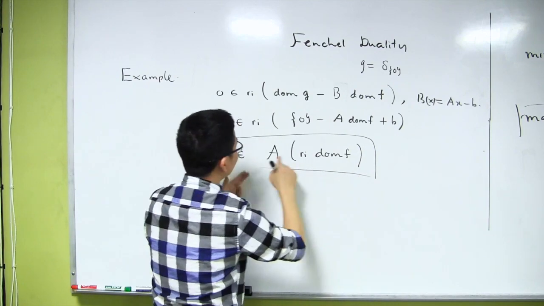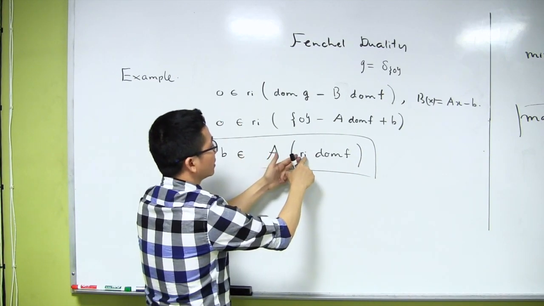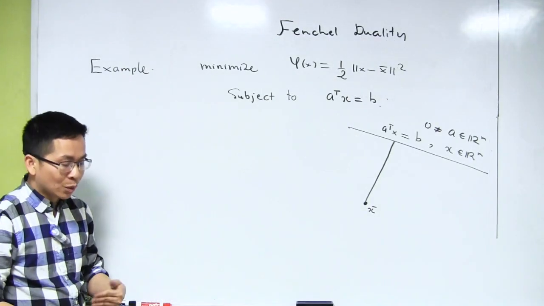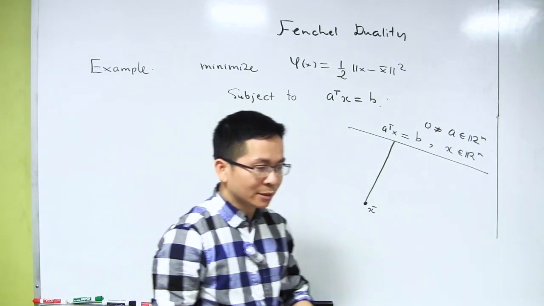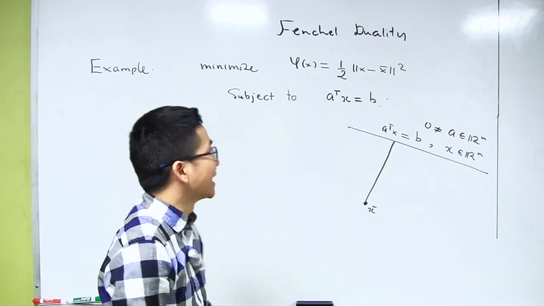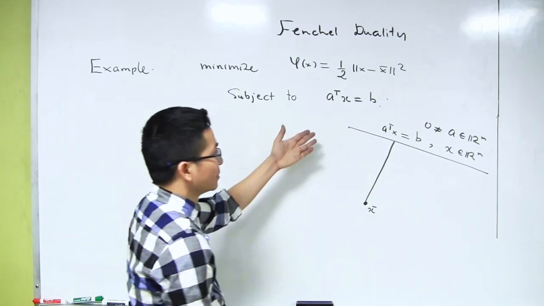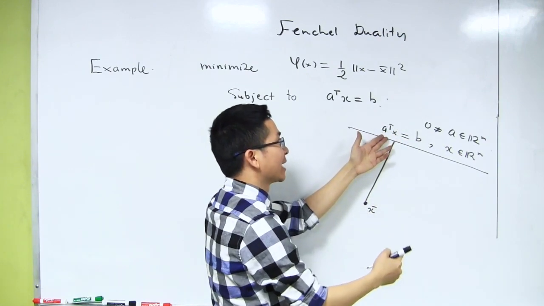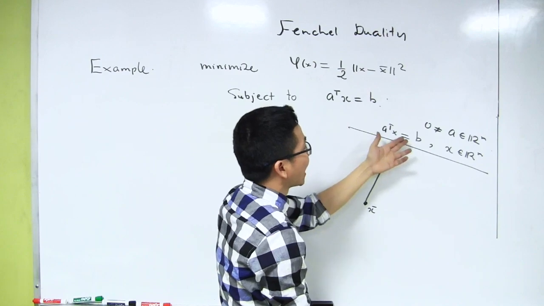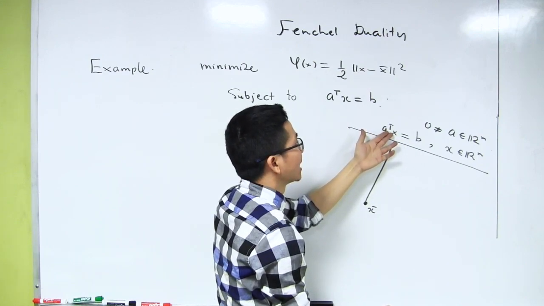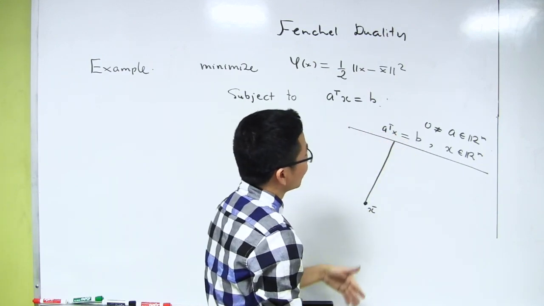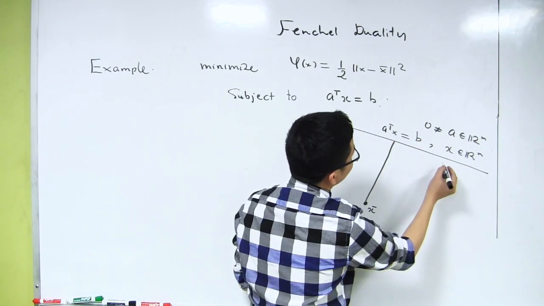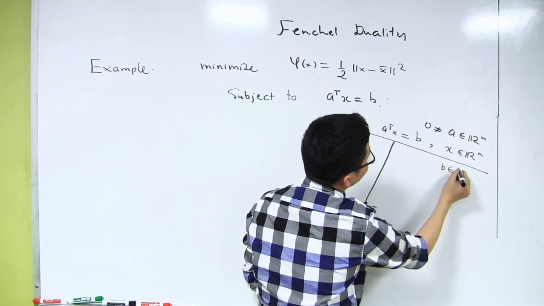That is, b belongs to the relative interior of the domain of the function f. Now we are going to talk about a particular example. In this problem, this is a hyperplane in Rn. So this is the set of all x in Rn such that a transpose times x is equal to b. Over here, a is a vector in Rn and b is in R.